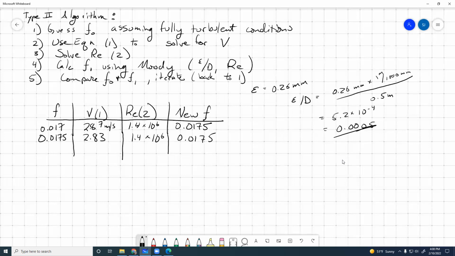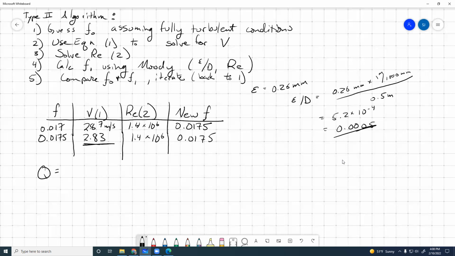So you can use the precision of the Moody diagram to determine how many iterations you do. We saw that we weren't fully turbulent, so you do want to correct the F a little bit for that condition. And the F went up just a little bit for that. All right, so now we've got a new velocity that we'll use. So 2.83, and we can calculate our flow rate.